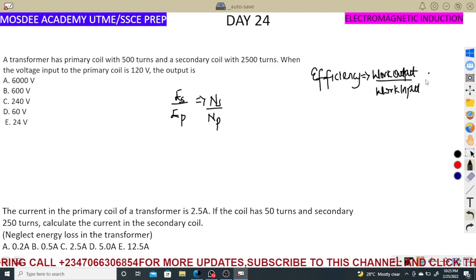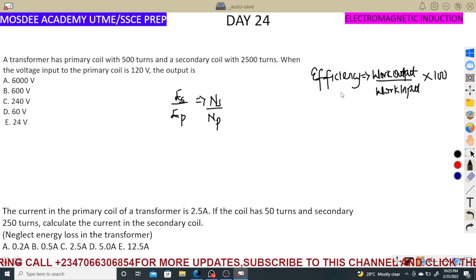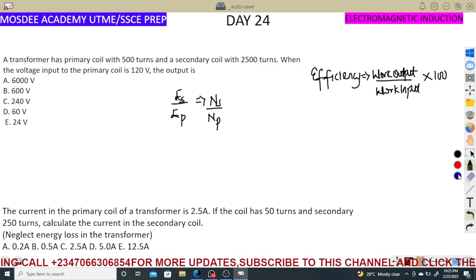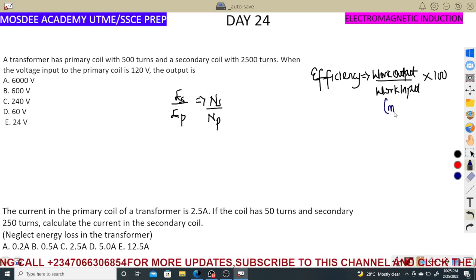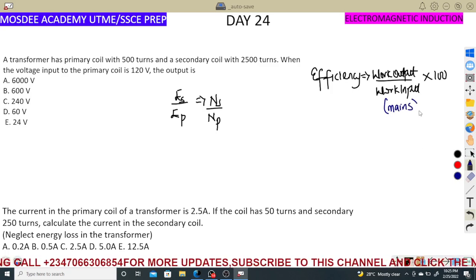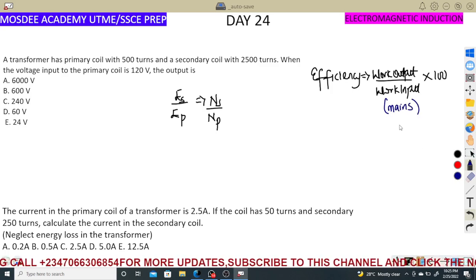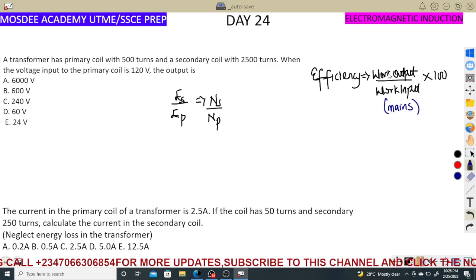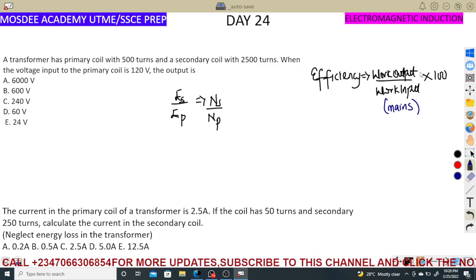Efficiency is power output over power input, multiplied by 100. Work input is the work that is done at the primary. The primary is called the mains. Or you say power output over power input, anyhow you want to do it. So please keep that in mind.